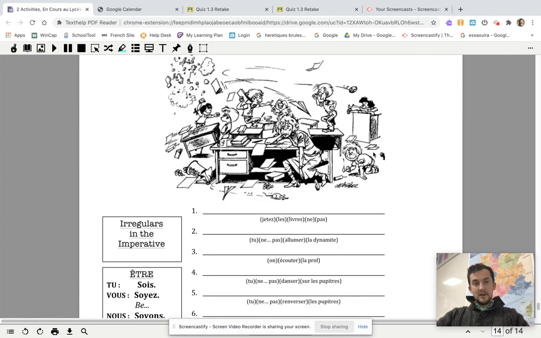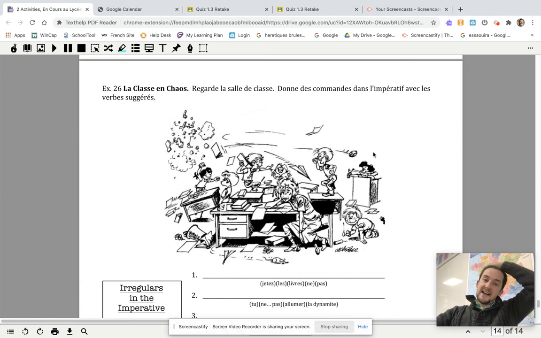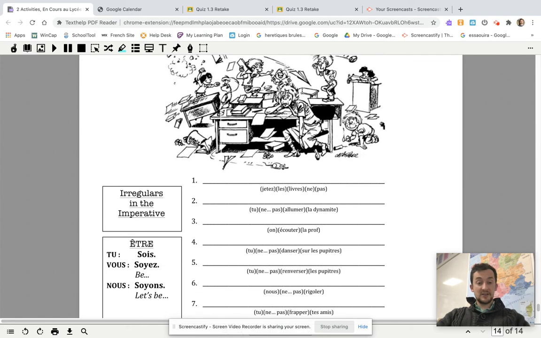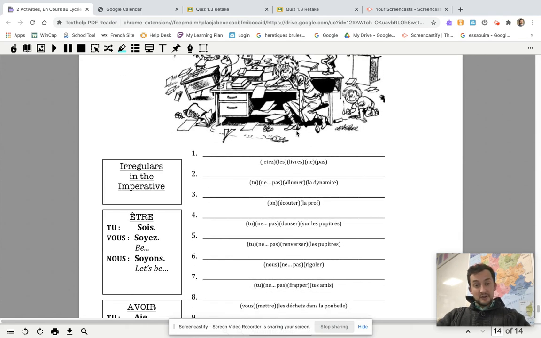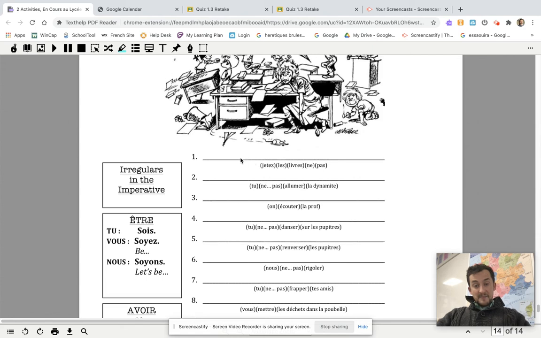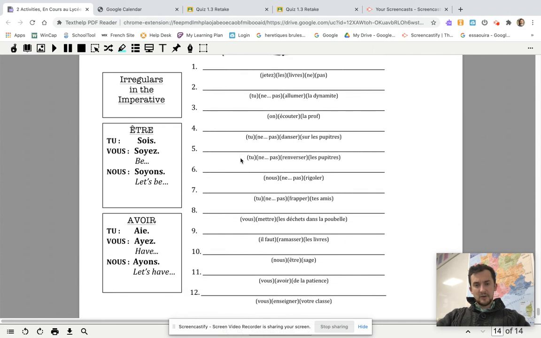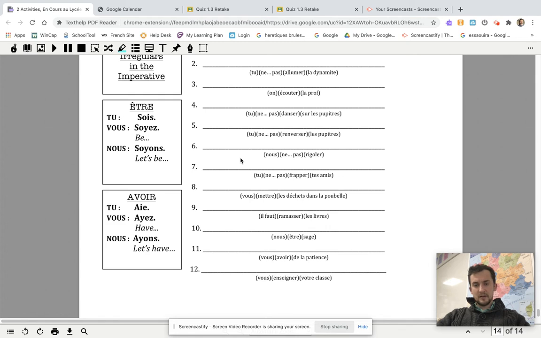Voilà. All right, exercice 26, la classe en chaos. Regarde la salle de classe, donne des commandes dans l'impératif avec les verbes suggérés. So look at the classroom, give commands in the imperative with the suggested verbs. All you have to do is change the order to make the commands.